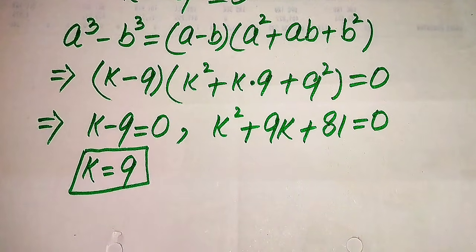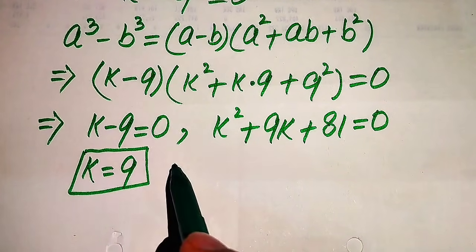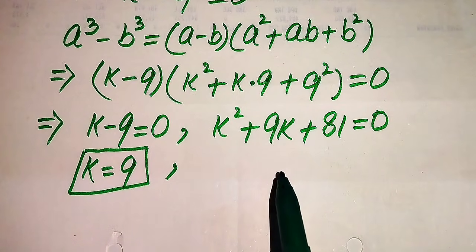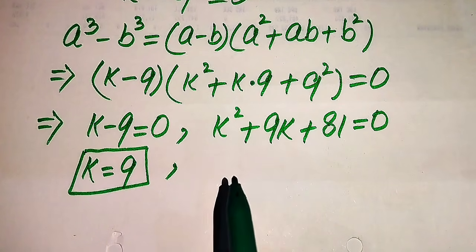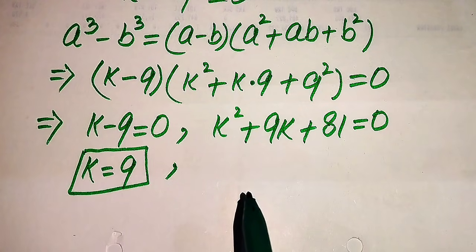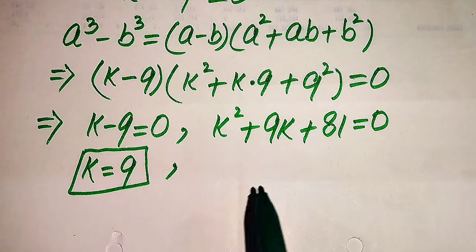So this is the one real root of the given equation, and now in order to find the other roots we need to solve this quadratic equation. To solve this quadratic equation we apply the quadratic formula, but you know that there are three methods to solve a quadratic equation. The first method is the factorization method, the second is the completing square method, and the third is applying the quadratic formula. But here I like the quadratic formula to solve this problem.